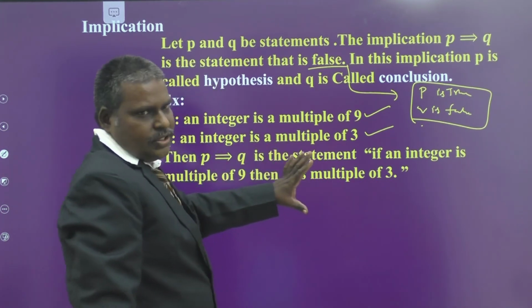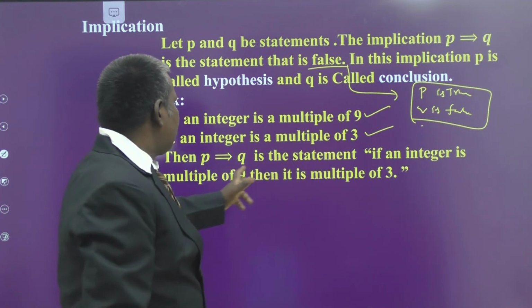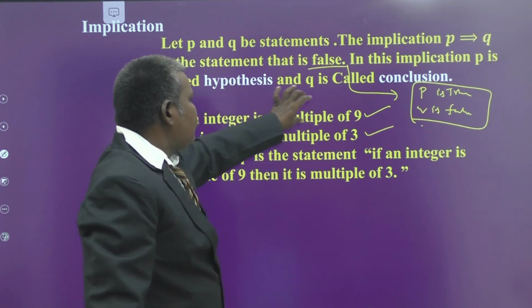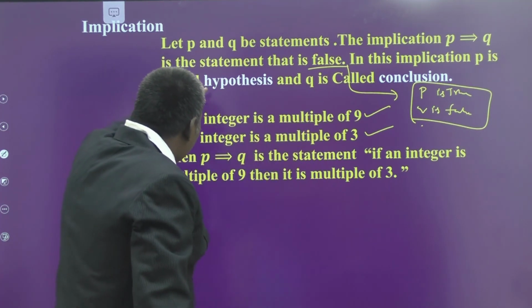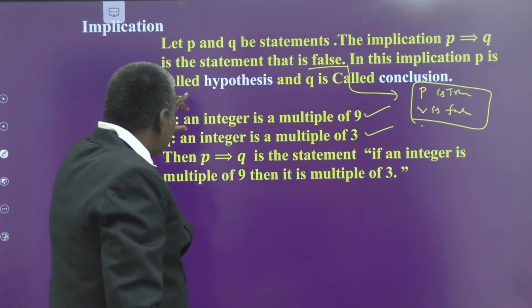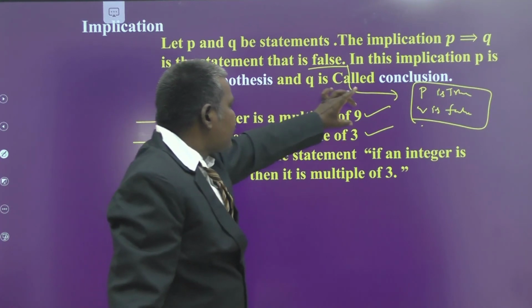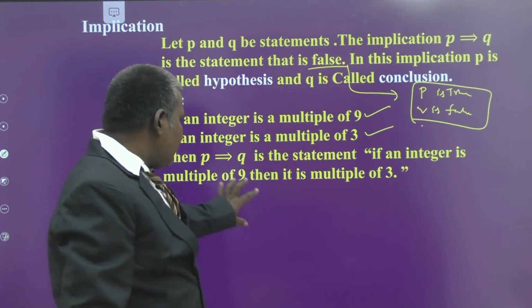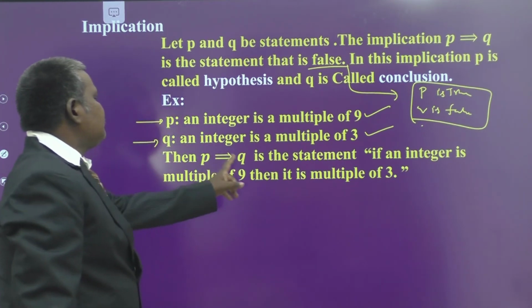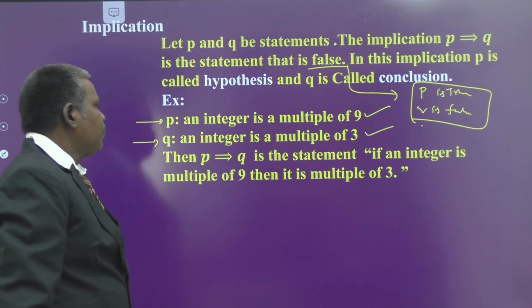Leave the outputs, whether it is true or false, leave them. P is an integer which is a multiple of 9. Q is an integer multiple of 3. If P, then Q. It means what? If an integer is a multiple of 9, then it is immediately a multiple of 3. That is the combined statement, the implication of P and Q.